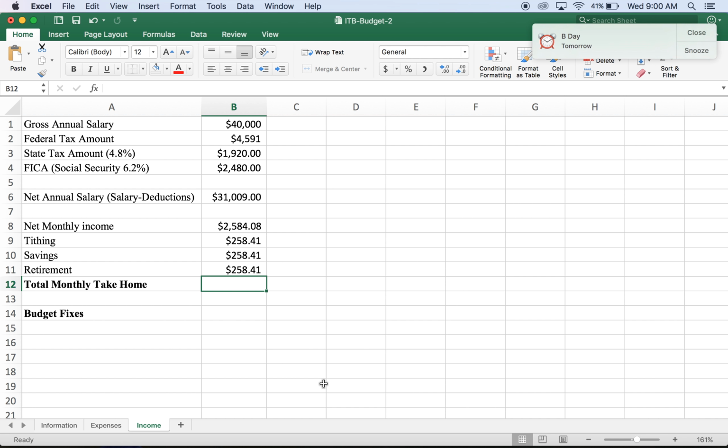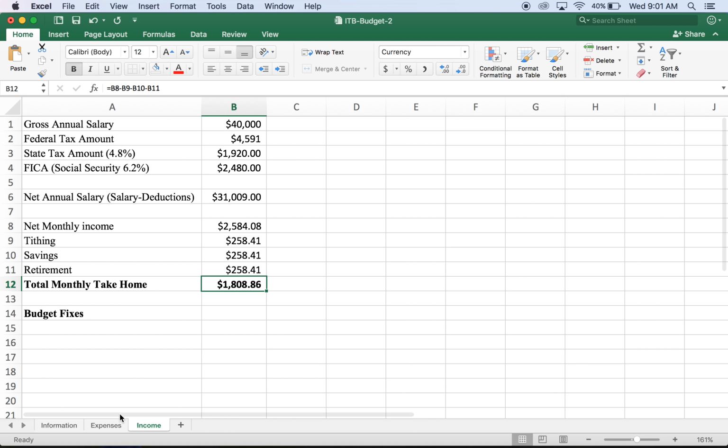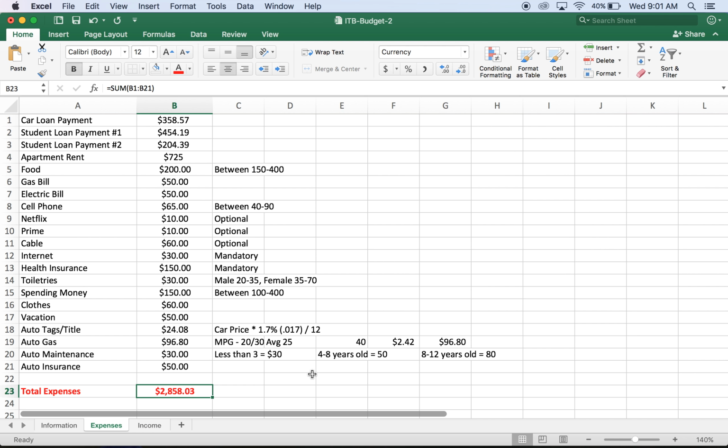All right. So now we're at total monthly take home. This is a scary number. We have our net monthly income. We subtract out tithing, we subtract out savings, we subtract out retirement, and boom, I now bring home $1,808.86. We'll make sure that those are both bolded right there. This puts me, like I said, in a bad spot. As I bring home now $1,808.86, I am spending $2,858.03. So that leaves me with a budget deficit.